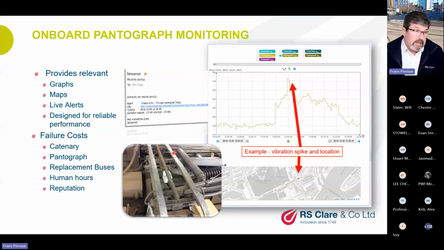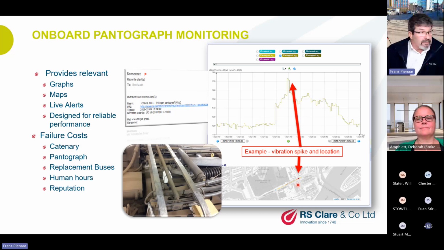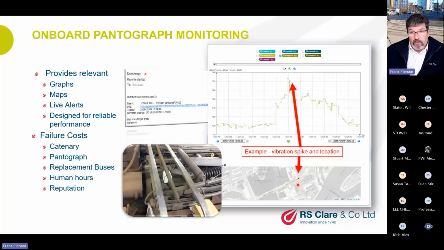And then we have the pantograph monitoring. Again, it's a graph. This specific one, there's a vibration on it. So this graph shows that there's an activity that happened at this specific point, and it actually gives you on the map where it happens, and that gives you a spike that goes through. And then of course, it gives you the map, the live alert. There's an alarm that will come in, if it's set like that, to give you that alarm.